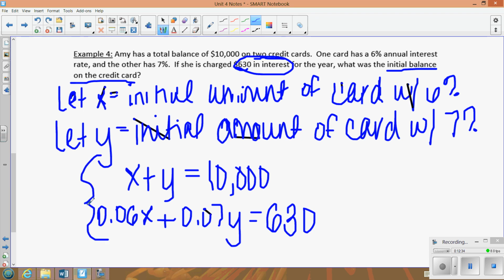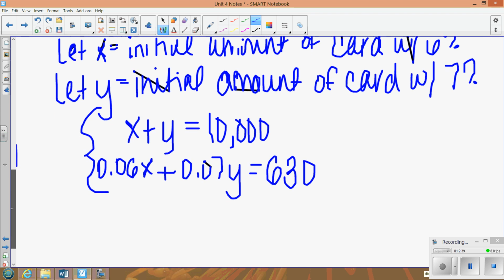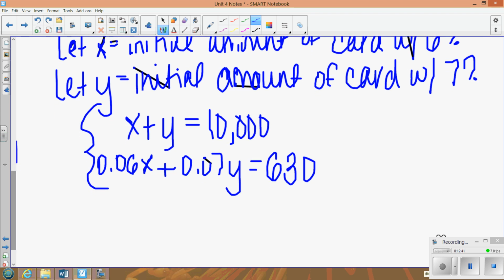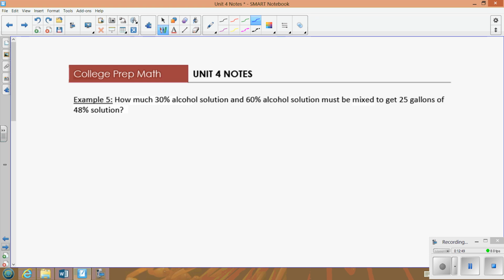And again, I would use elimination on this just because it's already kind of set up. And you might want to even convert this second equation. Remember, you can multiply it by 100 to get rid of those decimals. That might be a more convenient way to solve this. So let's look at a couple more.